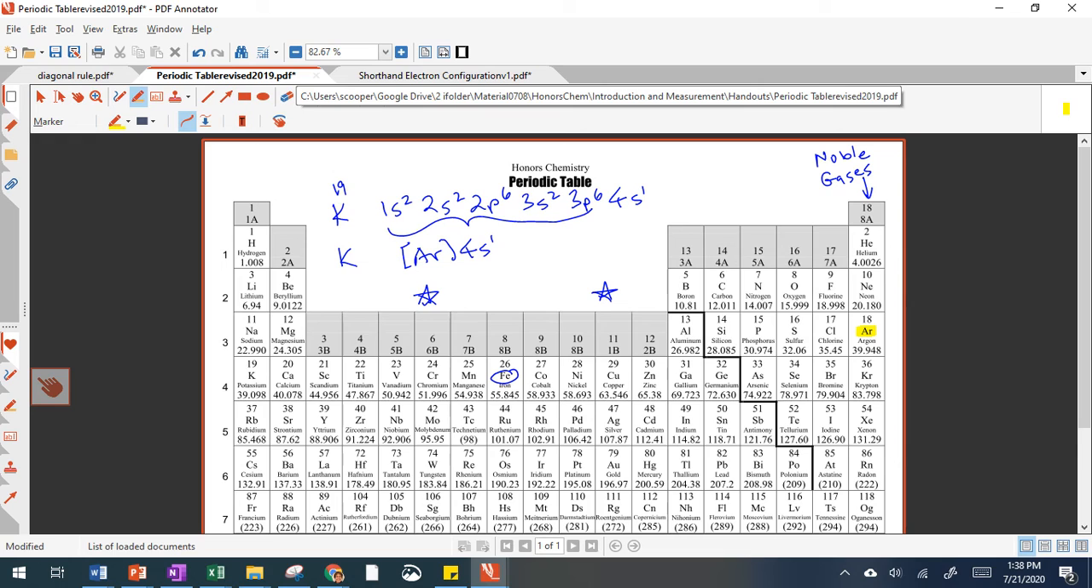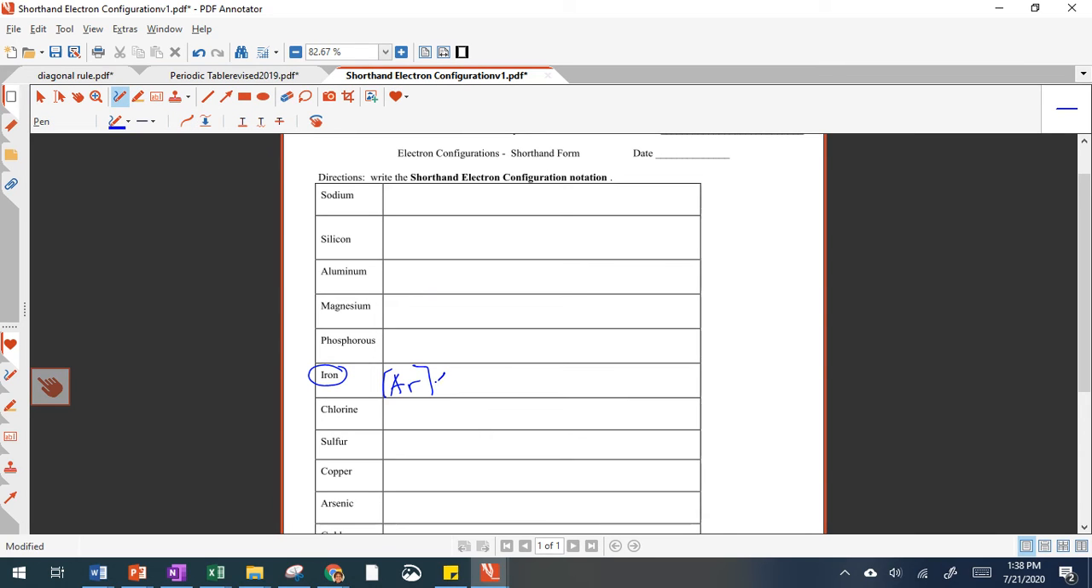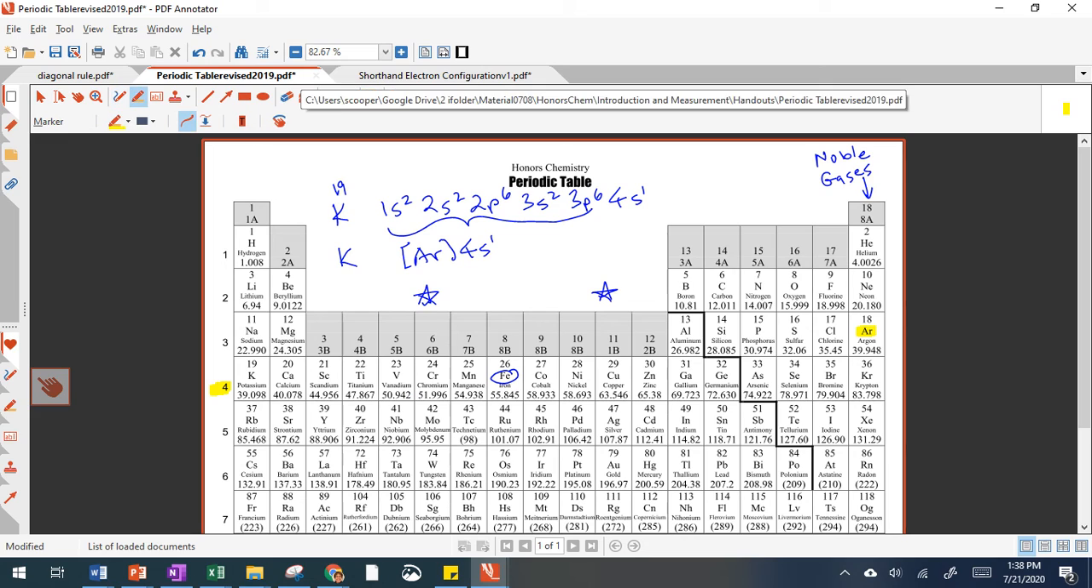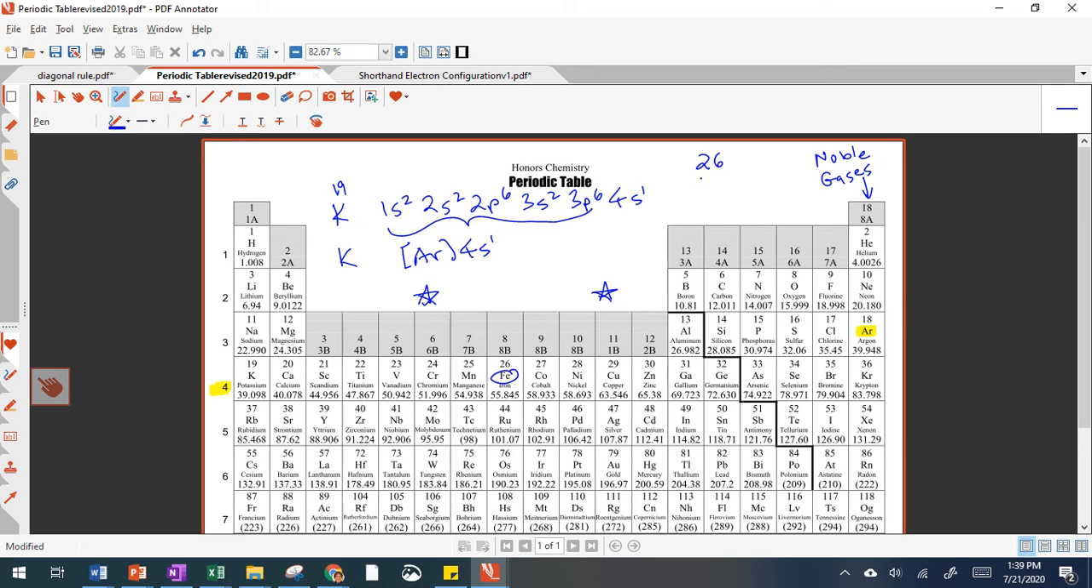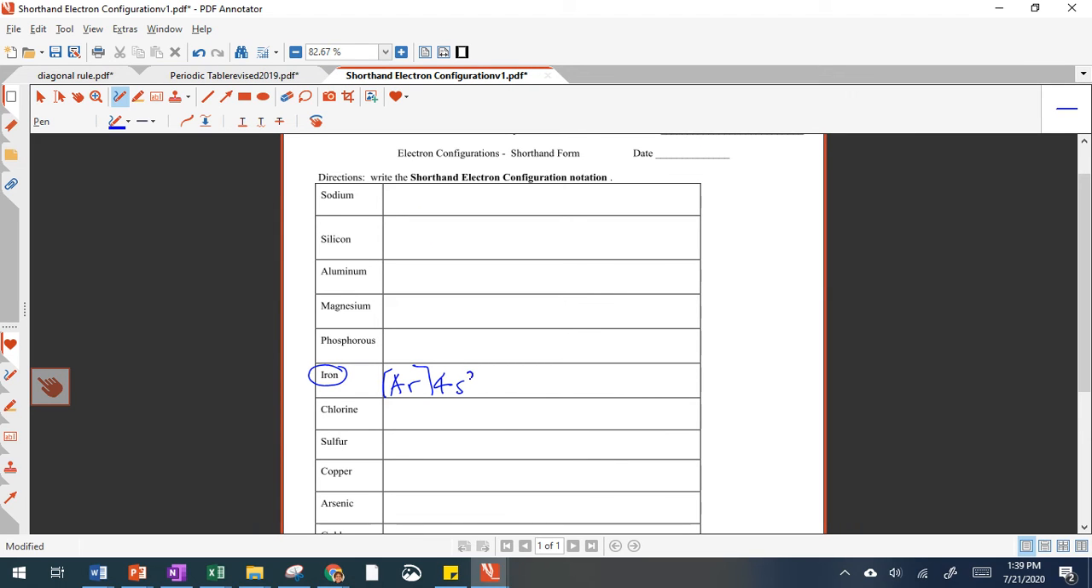Then we look at the row number for iron. Iron is on row 4. So we're going to write the 4th energy level, 4, and then we always start with s. Now, if we look at iron, iron has 26 minus 18. This has 8 more electrons than argon. So we're going to start with 4s2. We still have 6 more electrons.